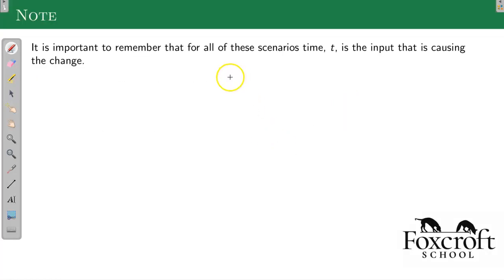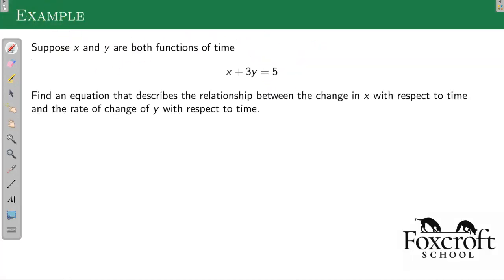An important thing to remember is that time is causing all the movement in these scenarios. Our actual input that's changing is time. So there might still be x's in the problem, but the actual input, the thing we're actually talking about the change happening with, is time. So what does that mean? Say we are not looking at a scenario here. We're just going to look at this equation and say x and y are changing with respect to time. How would we figure out the rate of change with respect to time?